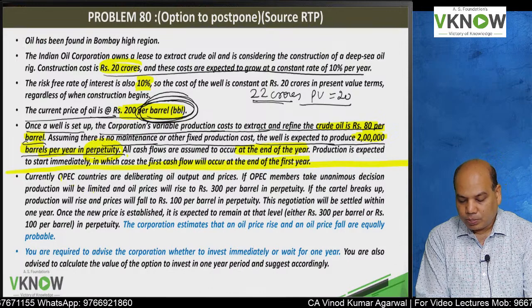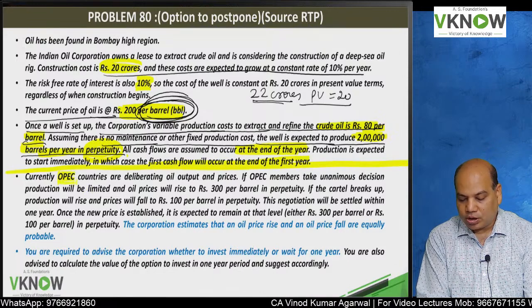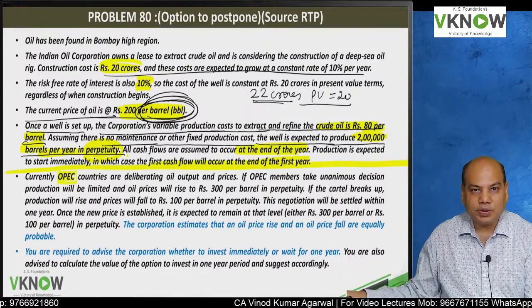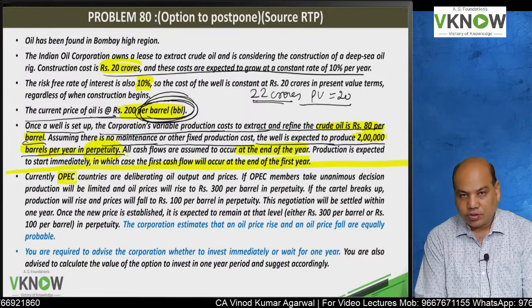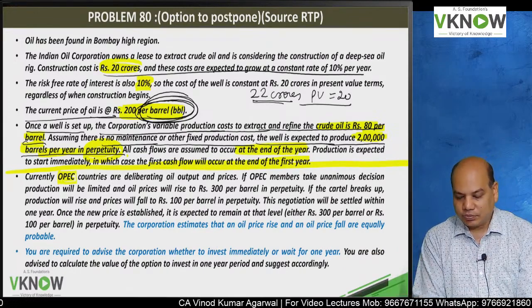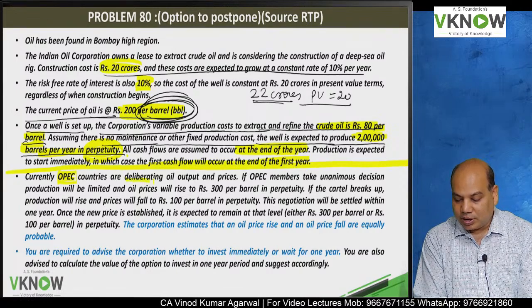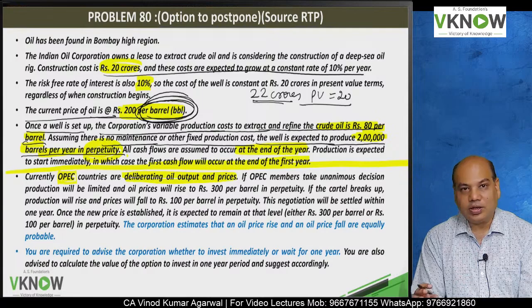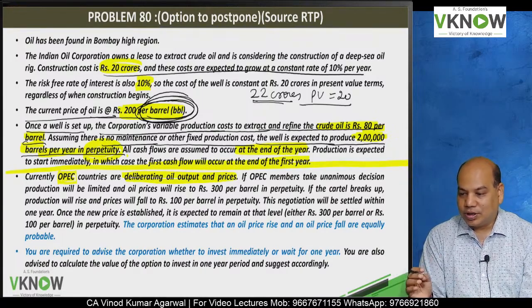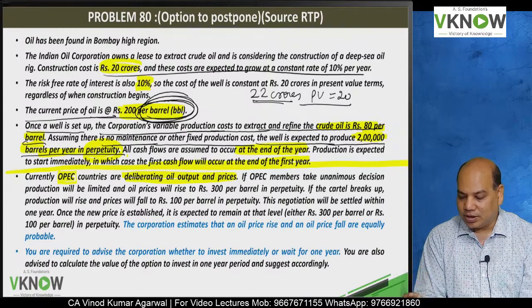Currently OPEC countries, OPEC means Organization of Petroleum Exporting Countries. It's a cartel of oil producing companies, deliberating oil output and prices. Deliberating means they are negotiating, discussing. There is a meeting going on between these OPEC countries.